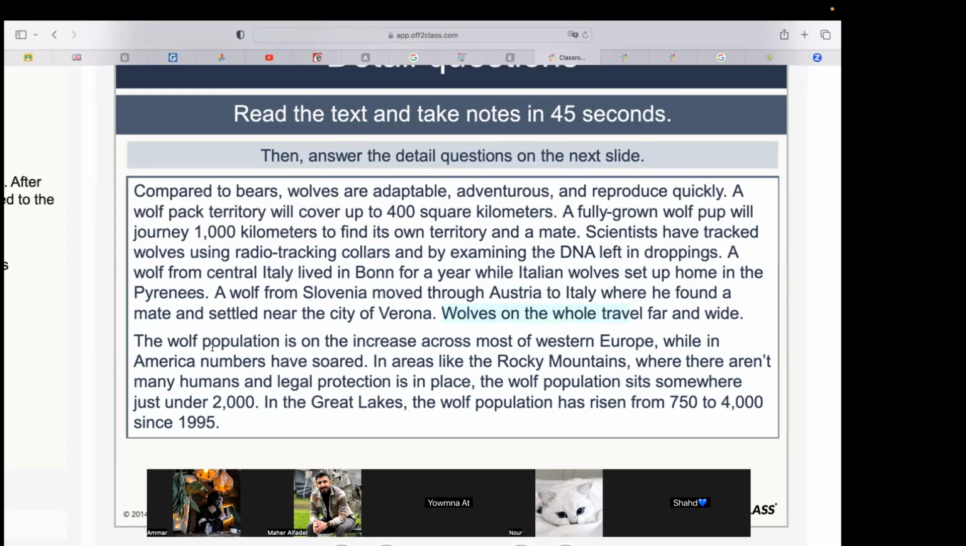The wolf population is on the increase across most of Western Europe, while in America numbers have soared in areas like the Rocky Mountains, where there aren't many humans and legal protection is in place. The wolf population sits somewhere just under 2,000. In Great Lakes, the wolf population has risen from 750 to 4,000 since 1995. Now I'm going to give you guys 45 seconds, starting now. Take notes, find the main idea, detailed questions.